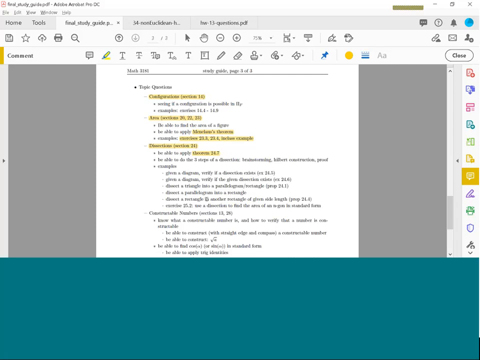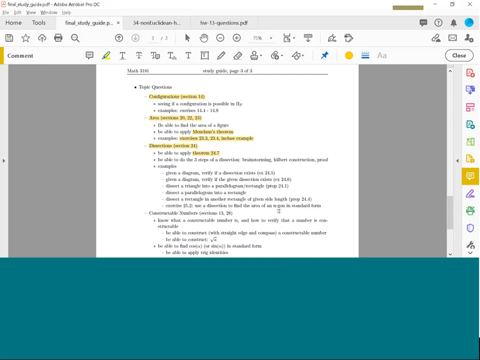Maybe you're given a rectangle and you're asked to dissect it into another rectangle. And then the last one, which is a little bit different. This one is actually a tie-in between dissections and area. So this exercise is really trying to get you to use some sort of dissection to be able to find the area of a regular polygon.